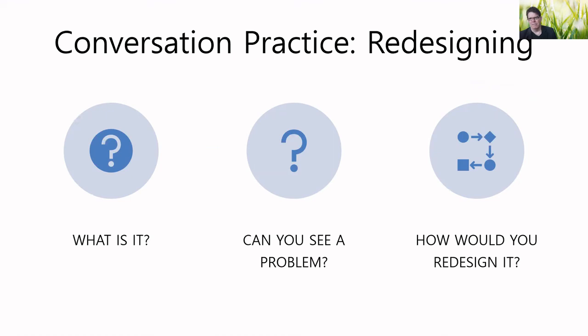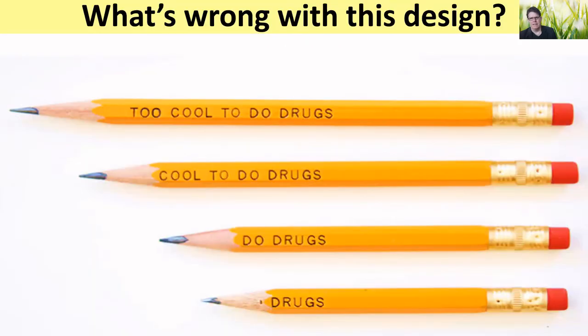So, what is it? A pencil. Can you see a problem? Yes, of course. As you are sharpening it time and time, the message changes from the message being good to the message being not so good. All right. So that's what it will be. Each of you will choose one, and this is not going to be on there. This is just to show you. You're going to have to tell me, what is it? What's wrong? How would you change it?